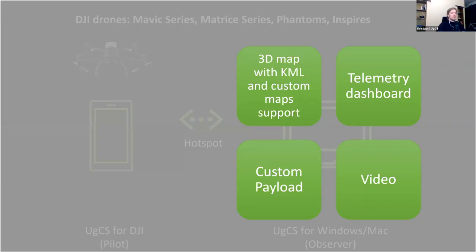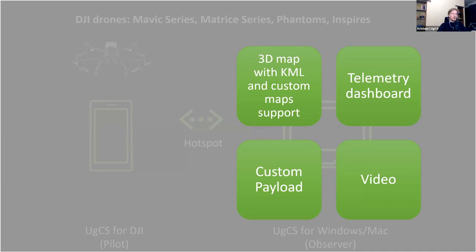So what can actually happen on the laptop? With UgCS, there are a few things you can use. Firstly, by default, in UgCS you always have the 3D map. By default we're using SRTM terrain elevation data, but you can also import your own terrain elevation data, which is especially useful in cases where this data isn't readily available.